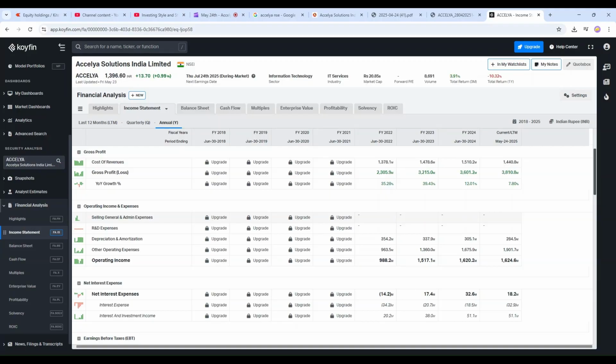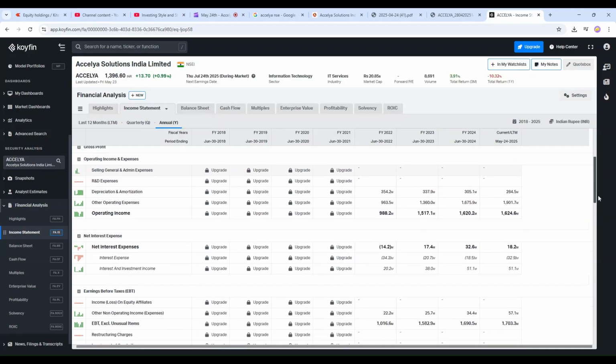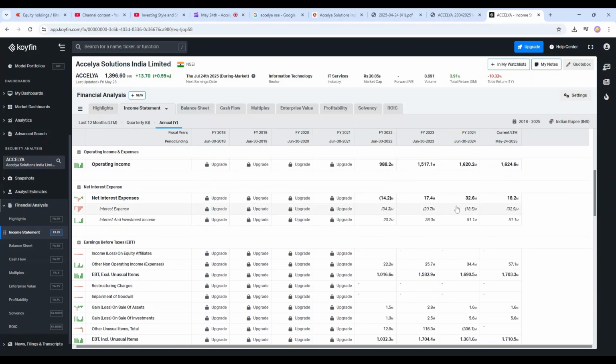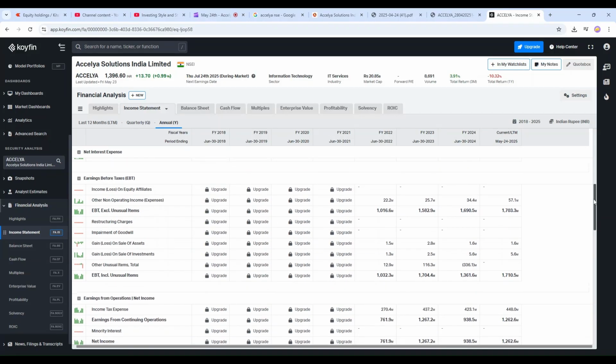If this operating expenses continues to go up, then there will be no increase in their net income margin. Net interest expense is not much compared to this operating income, so we will ignore that. This is their earnings before tax.